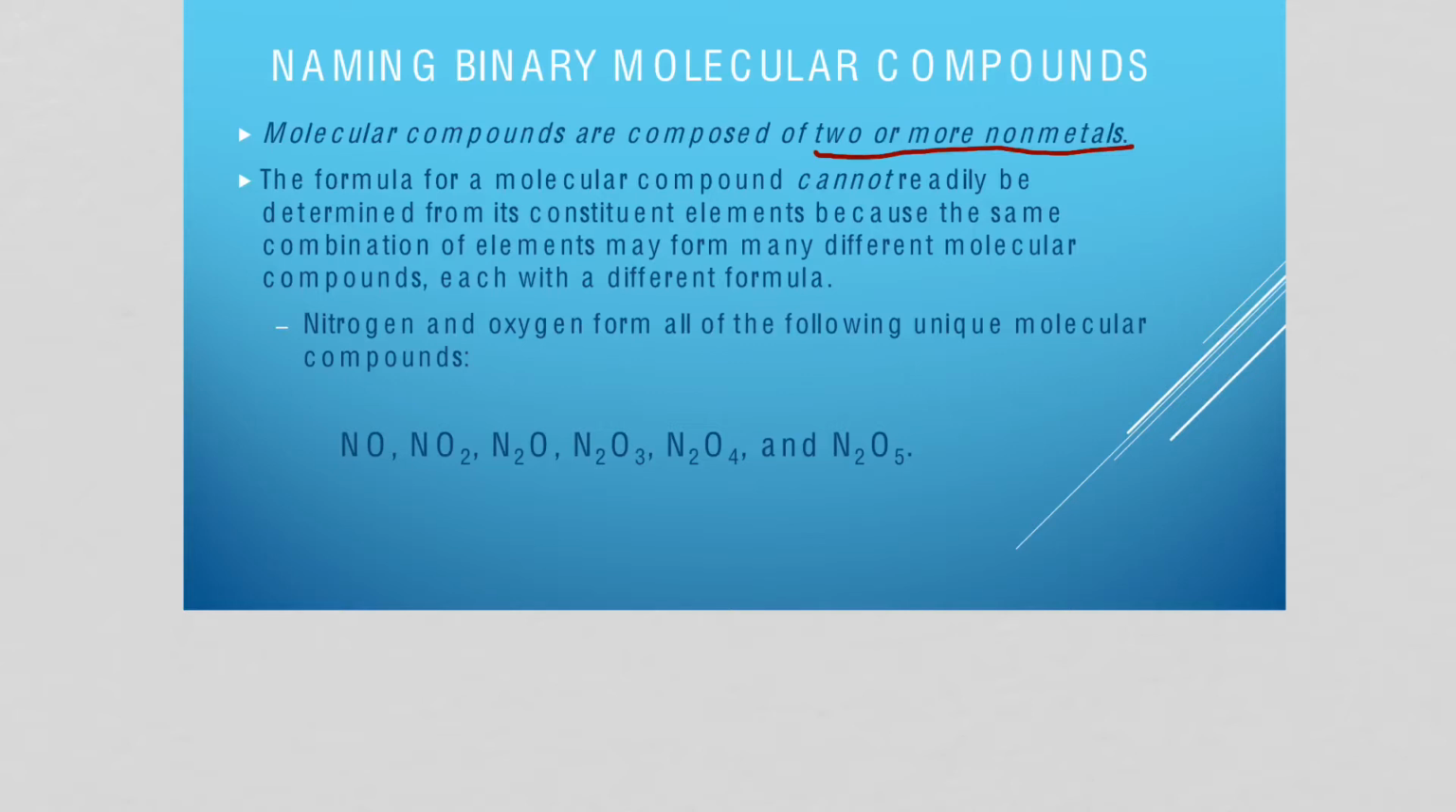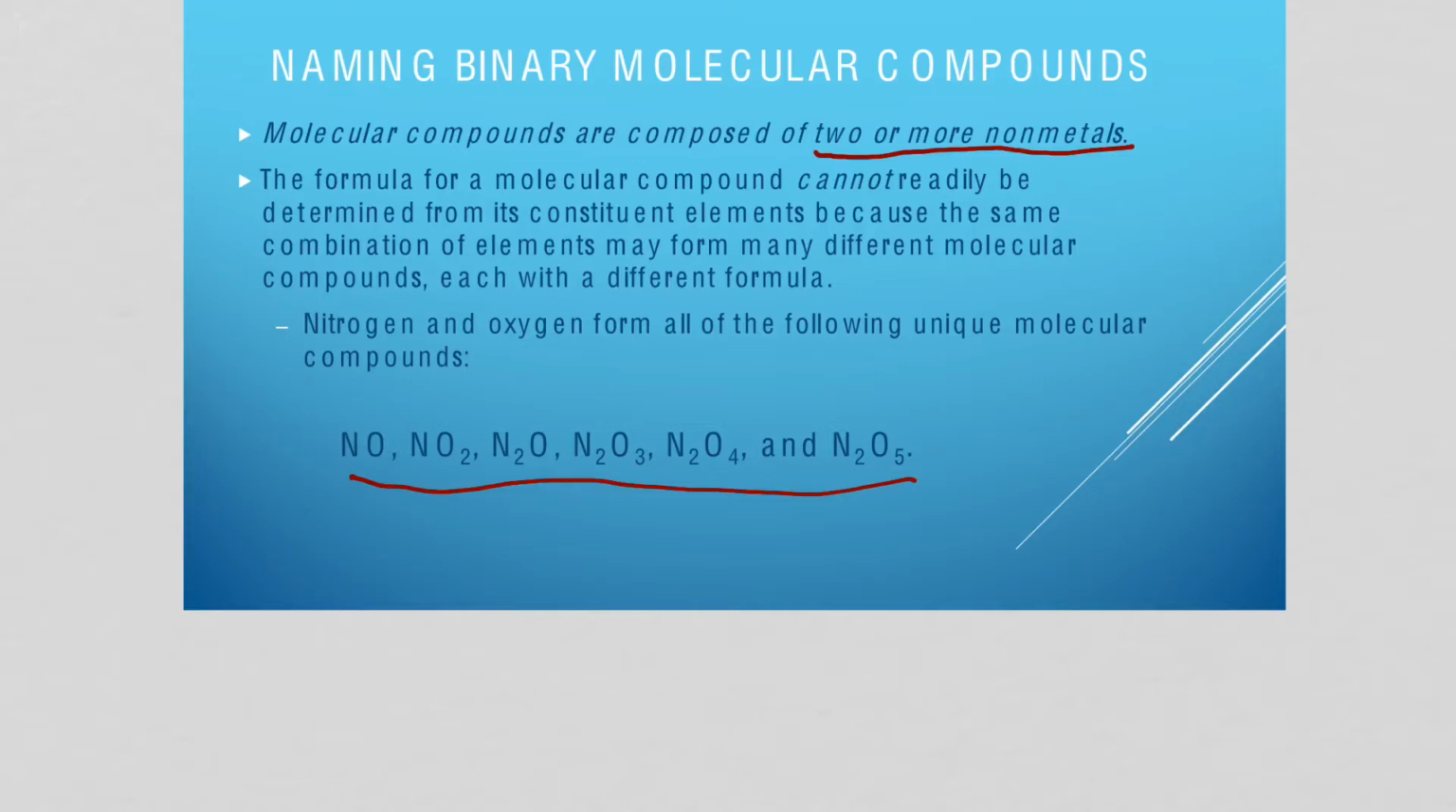Just to give an example, if I put nitrogen and oxygen together, they can form all of these different unique compounds: NO, NO2, N2O, N2O3, N2O4, N2O5, etc. So, a bunch of different compounds. How do we name these effectively in a simple, easy to keep track of way?